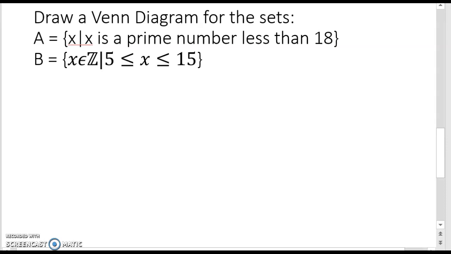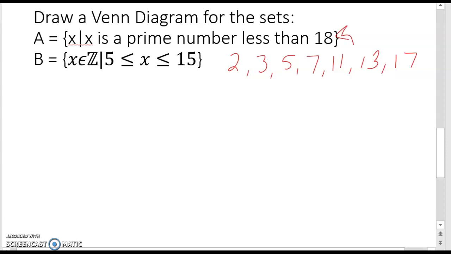Okay, so first things first, I just want to list these out, because when I'm thinking about a prime number less than 18, okay, so let's think about all the prime numbers less than 18. We've got 2, 3, 5, 7, 11, 13, and 17. Those are all prime numbers less than 18.